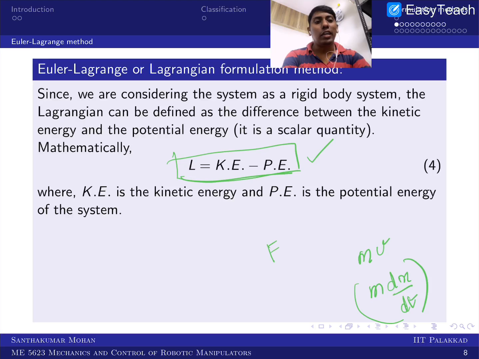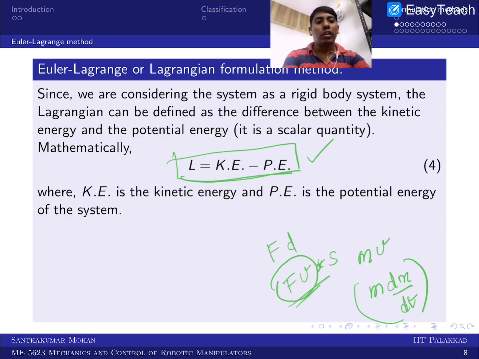So energy I can write as force into displacement, right? Or you can say the other way around, you can write F into V into S, something in the sense of time, right? So now this is what all happened.